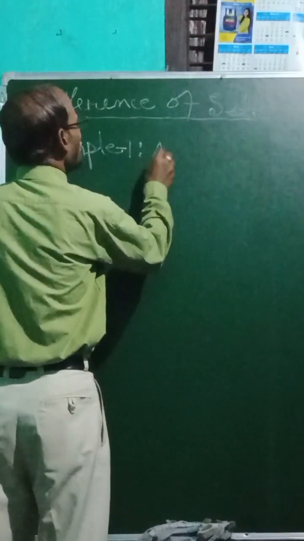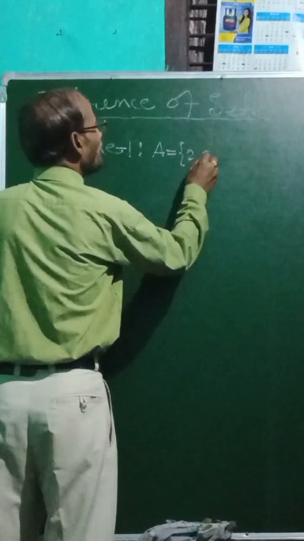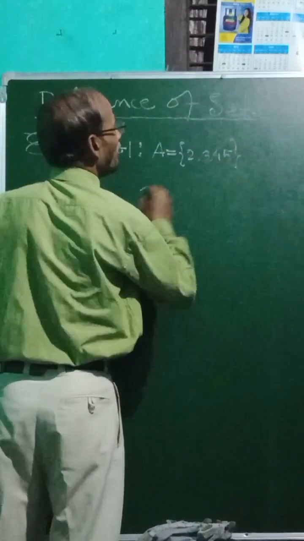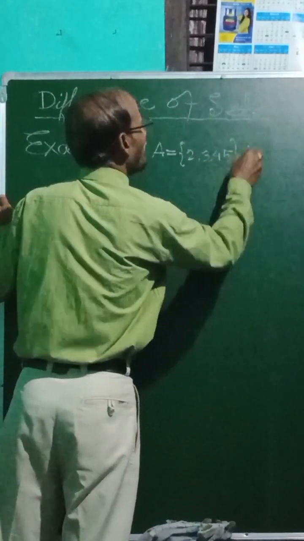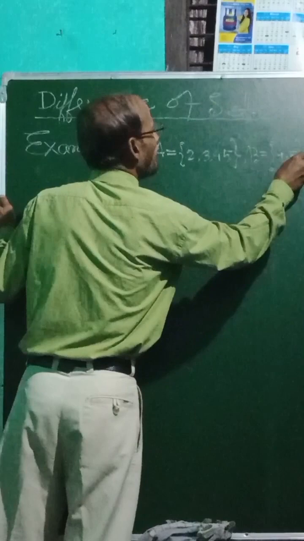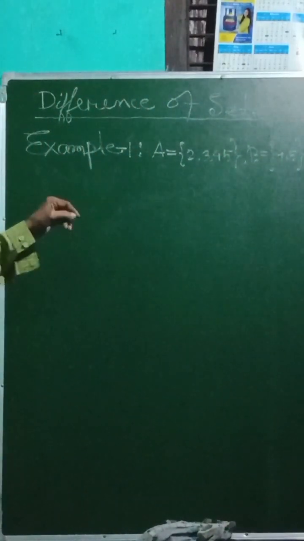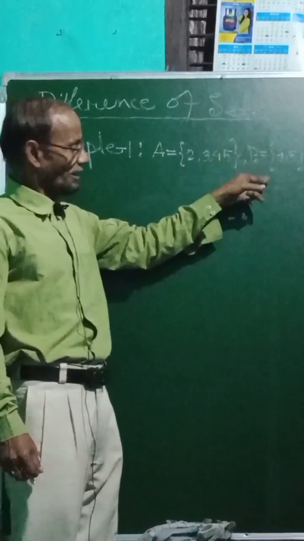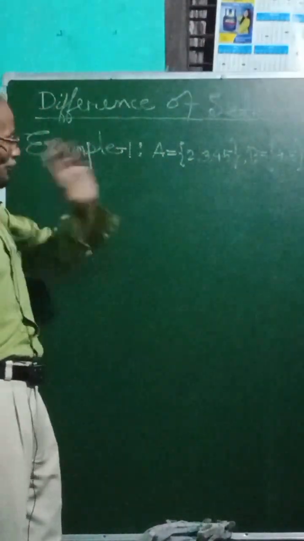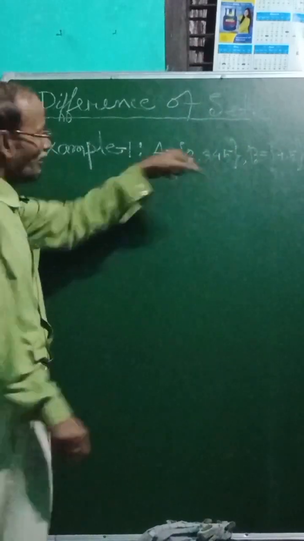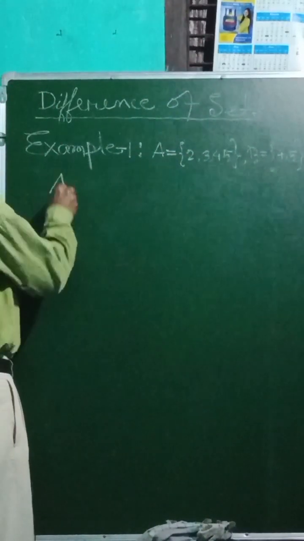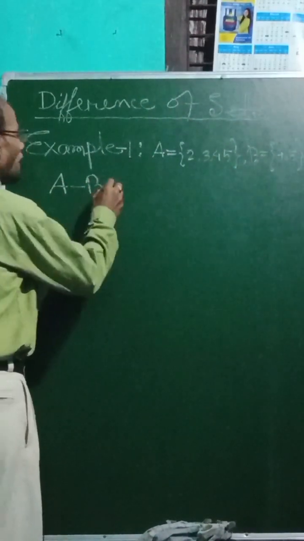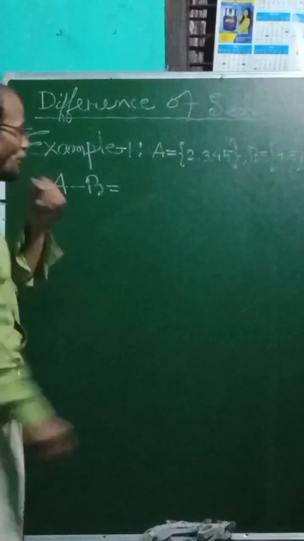A is equal to {2, 3, 4, 5} and B is equal to {4, 5}. So here we see that A is the superset of B, or B is a subset of A. Okay, so let us see what happens. A minus B equal to, by definition, what we can write?